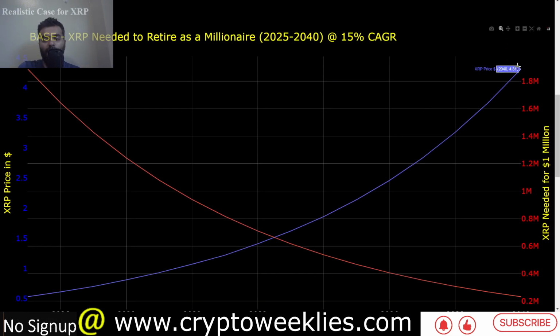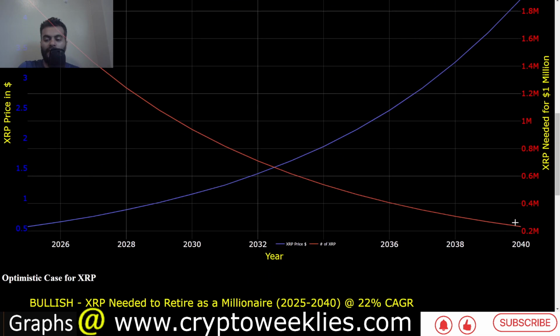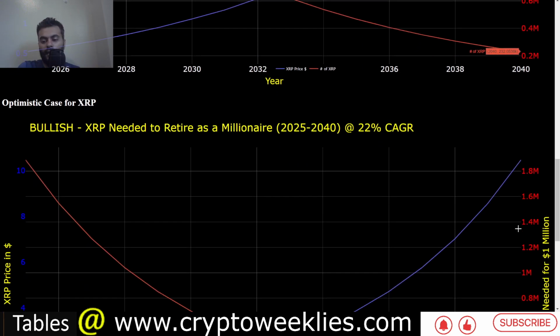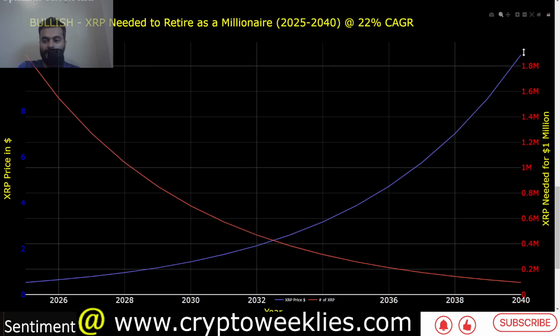And if XRP manages to grow at 15%, the price of XRP would be at around $4.31, and the number of XRP tokens needed to be an XRP millionaire would be, instead of 600K, around 230K. Again, none of this content is financial advice. This is extrapolation using financial measures such as compound annualized growth rate.